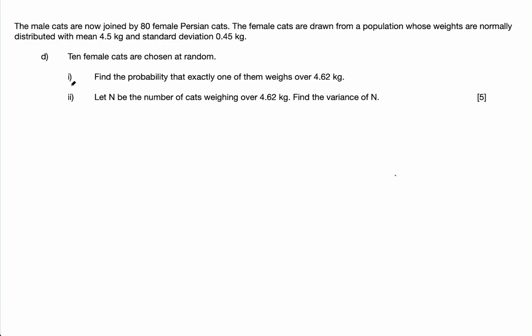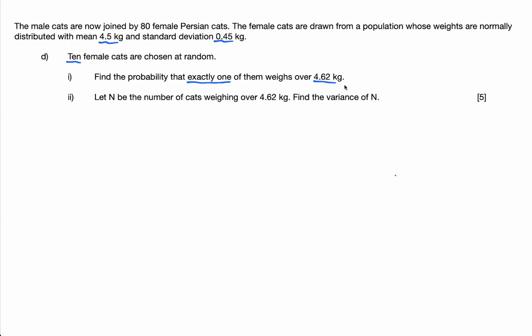Okay, now the male cats are joined by 80 female Persian cats. The female cats are drawn from a population whose weights are normally distributed with a mean 4.5 kilograms, let me underline that, and a standard deviation of 0.45 kilograms. 10 female cats are chosen at random. Find the probability that exactly one weighs over 4.62 kilograms.